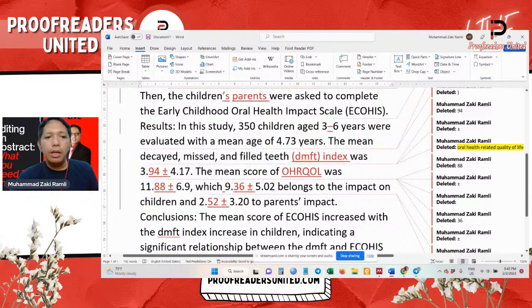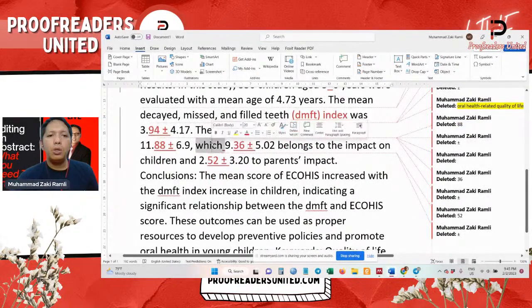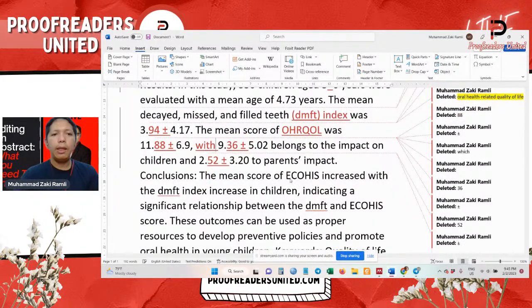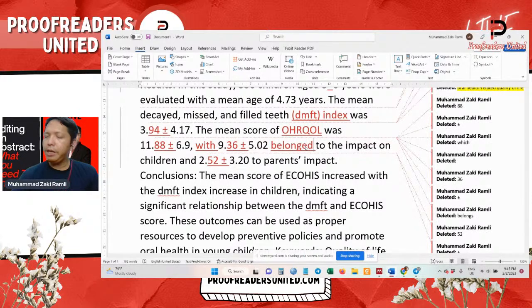Okay. The mean score of our call was 11 point blah blah blah, which I think it should be 9 point blah blah blah. See, even a published abstract has some parts where we can improve it. Okay, I would not like to use the word wrong. Sometimes some people find it offensive, uneasy to accept. So I would like to say we can improve it this way.